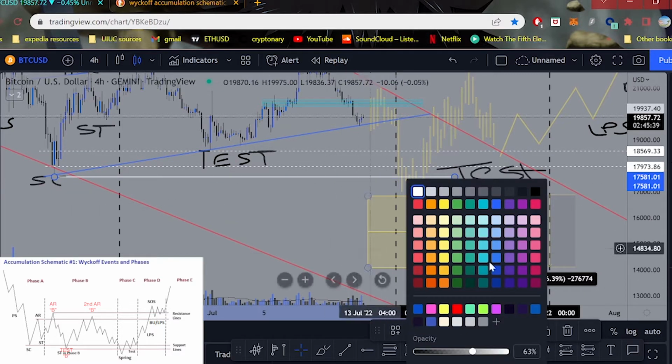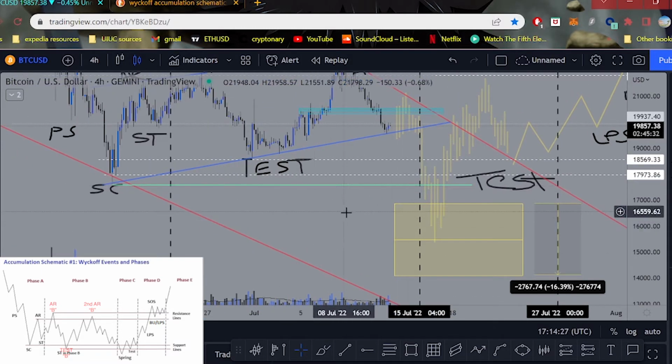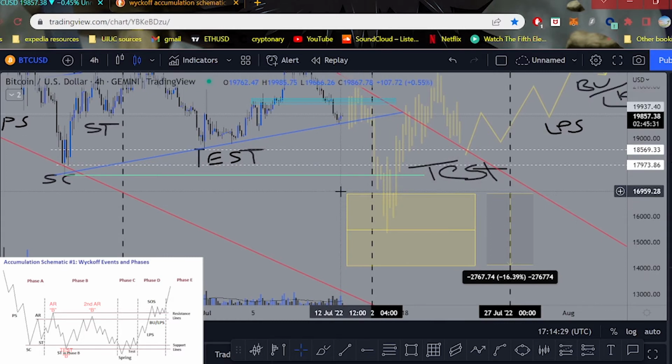I don't know what color to make this. I guess that, whatever. Yeah, I think it'll go anywhere between 16,750 and all the way down to 14K. Now that's a big range. As you can see, it's almost 3,000 points.